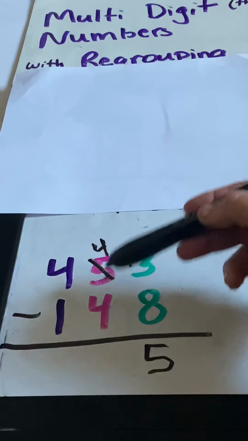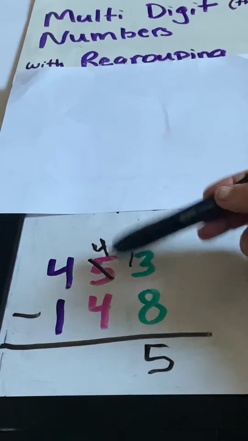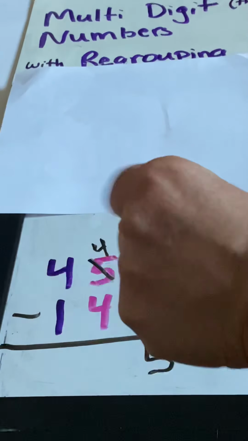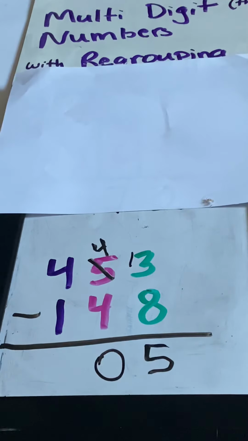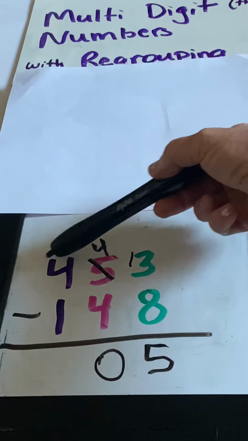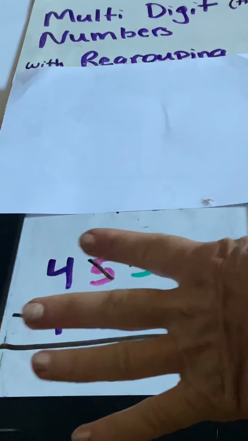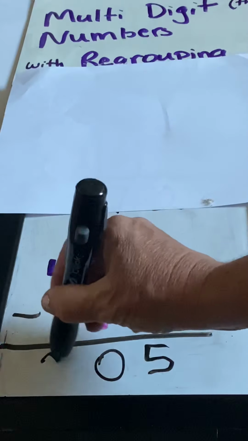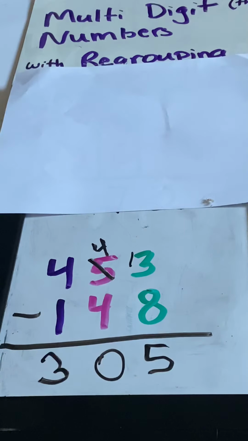Then I'm going to go to my pink column. So I'm going next over to pink. And I say 4 is equal to 4. So we know 4 minus 4 is 0. I'm going to put a 0 there. And then we go to the purple line over here, the next column. And it's 4 minus 1. Now 4 is bigger than 1, so we're all set. I have 4. I can take away 1. So I'm going to take away 1. And then I have 3 left. My answer is 305. All right.